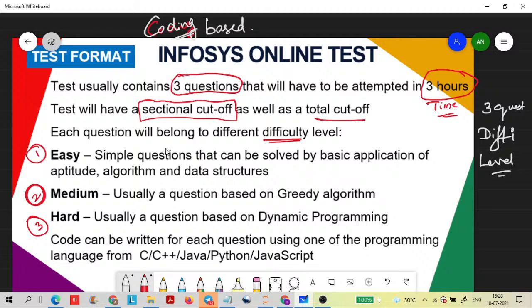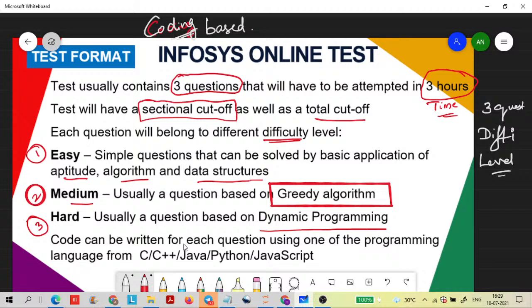In the easy level, there are simple questions that can be solved by a basic application of aptitude concepts, algorithms and data structures. You can solve the coding or programming questions using those concepts. The next is the medium level, usually a question based on the greedy algorithm. And the hard level of question is usually based on dynamic programming concepts.